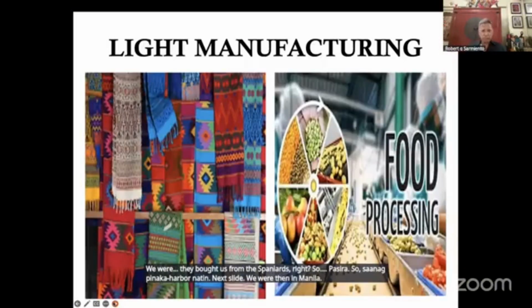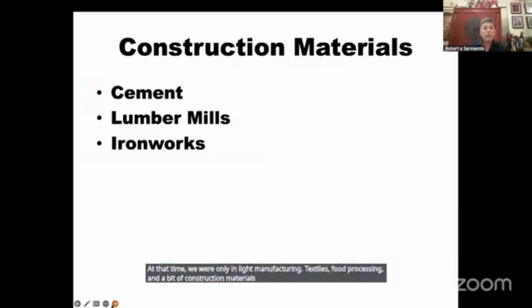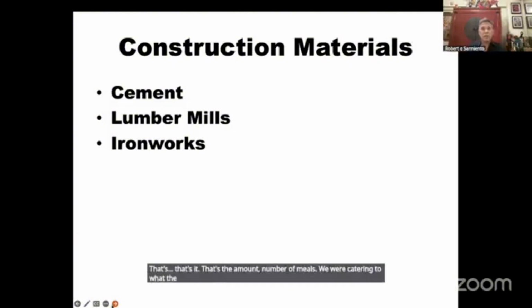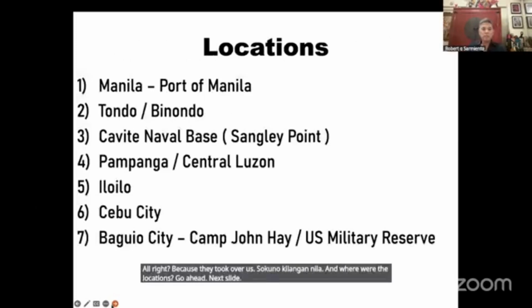At that time, we were only in light manufacturing, textiles, food processing, and a bit of construction materials. We were all catering to the cement, lumber mills. We were catering to what the US needed, all right? Kasi they took over us. So kung anong kailangan nila. And where were the locations? Go ahead. Next slide, please.